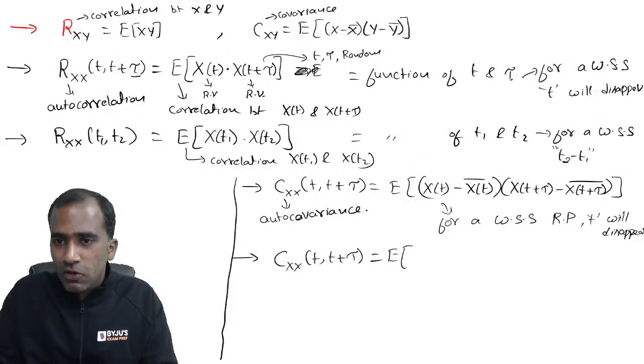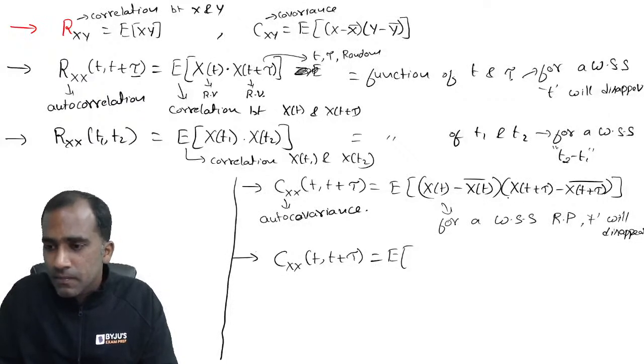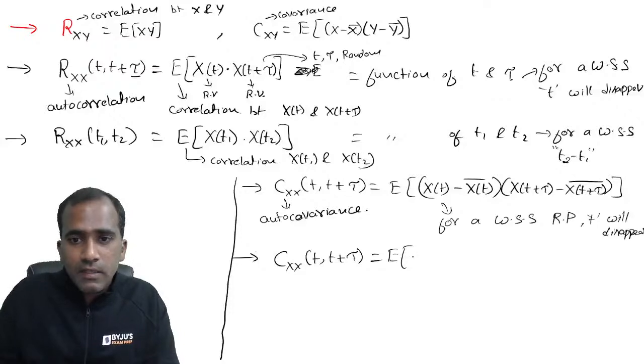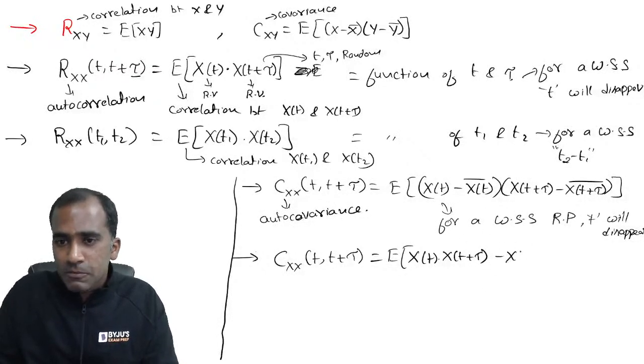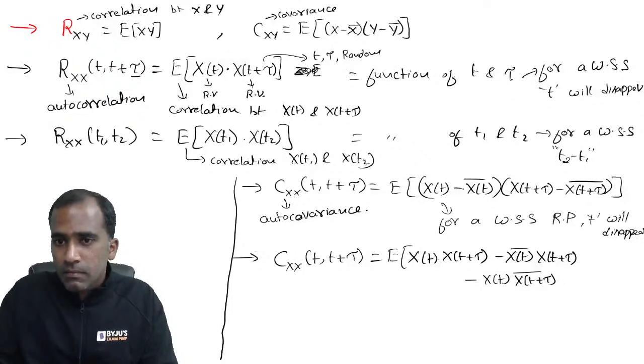So we know the definition for this. We have already written it here. I just want to expand it. X of t into X of t plus tau, this into this I'm writing. Minus X bar of t into X of t plus tau. Next term: minus X of t, this into this, to X bar of t plus tau. Minus into minus is plus, this into this, X bar of t into X bar of t plus tau. Try to understand this carefully.